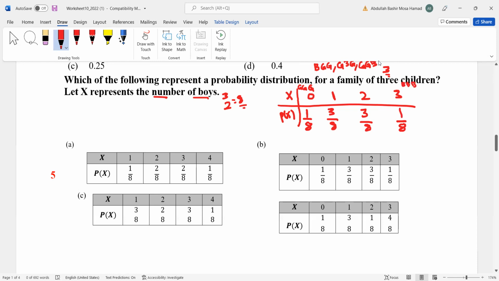The summation of these is equal to 1: 1 plus 3 plus 3 plus 1 is 8, over 8 is 1. And each value is positive and less than or equal to 1. So this is the distribution: 1 over 8, 3 over 8, 3 over 8, 1 over 8.